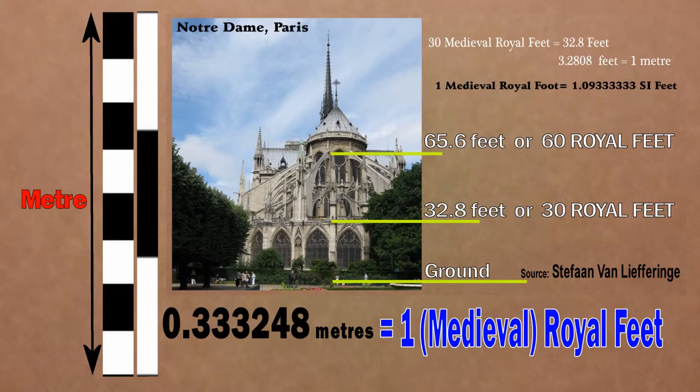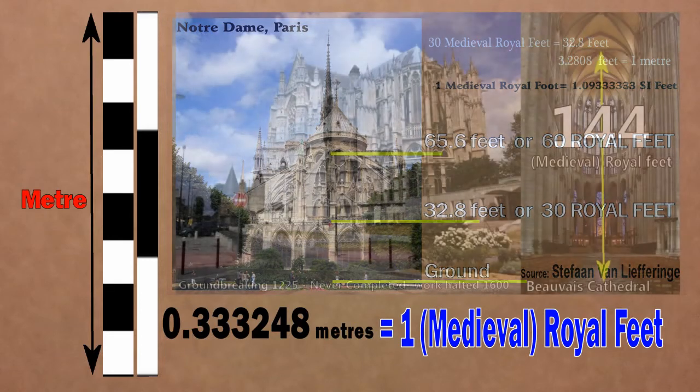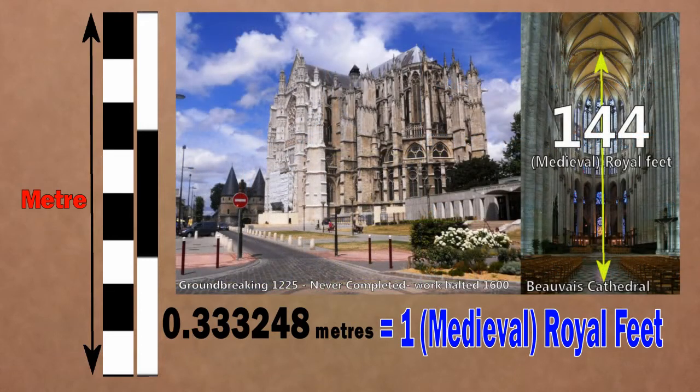The royal foot, in brackets the medieval royal foot, not to confuse it with others, was known to the cathedral builders. For instance, Notre Dame Cathedral is built around the royal foot. 30 and 60, which is a reflection of the description of King Solomon's temple.